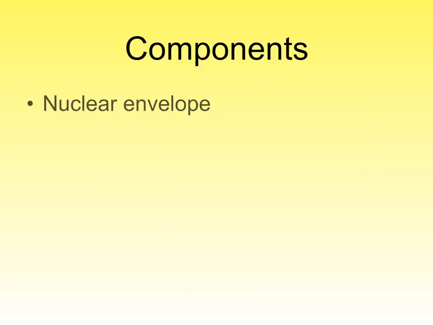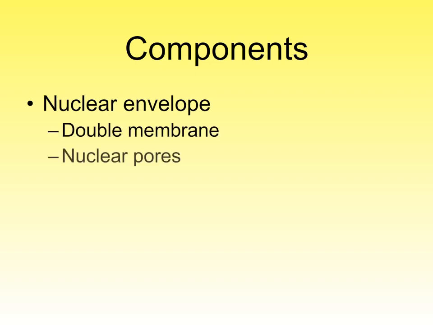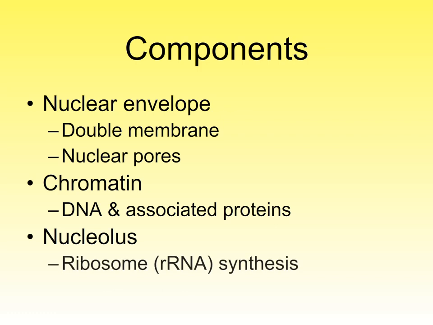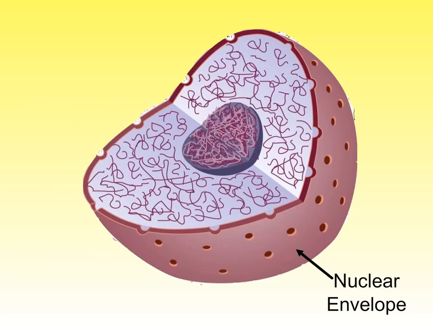The nucleus is surrounded by a double membrane called the nuclear envelope, which is perforated by pores. The DNA inside the nucleus is packaged with proteins and referred to as chromatin. Also inside the nucleus is the nucleolus, the site of ribosome synthesis. This is a diagram of the nucleus. The nuclear envelope separates the nuclear contents from the surrounding cytoplasm. At intervals, the double membrane comes together to form nuclear pores, which regulate the passage of materials into and out of the nucleus.